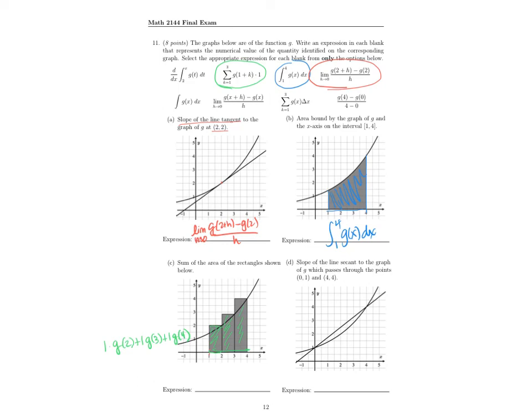Because it's going to be g of 1 plus k, because it's going to give me one more, because I'm doing a right-hand sum. So this is the sum from k equals 1 to 3 of g of 1 plus k times 1. And this last one, it says the slope of the secant line, which passes through these 2 points. Okay, and so that's going to be just the slope formula, g of 4 minus g of 0 over 4 minus 0.